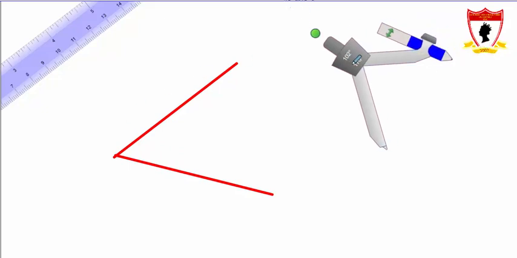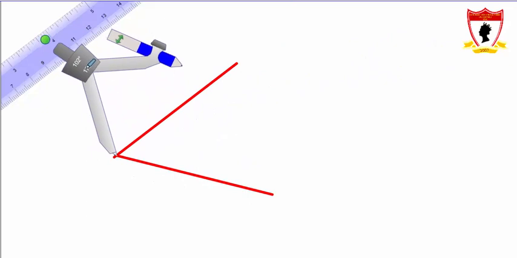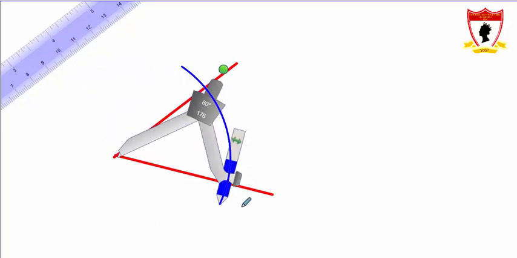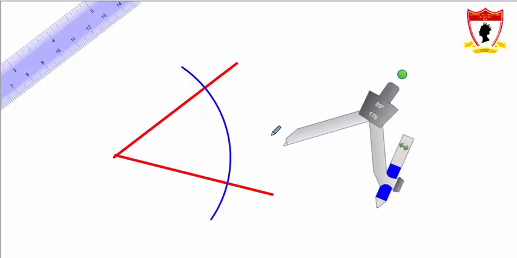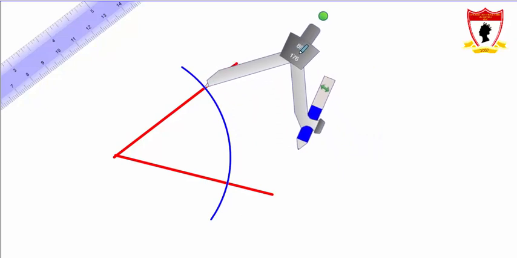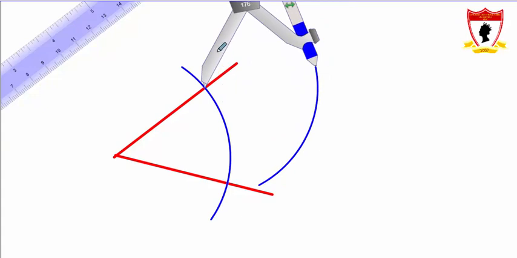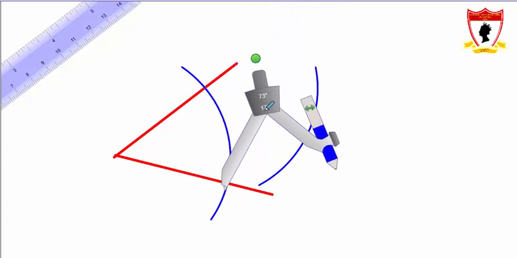Well, to do this, again we need a compass. Place the needle on the center of the angle, and then mark an arc crossing both lines of the angle. Then from each intersection we're gonna mark another arc, as you see, and from this intersection another arc.